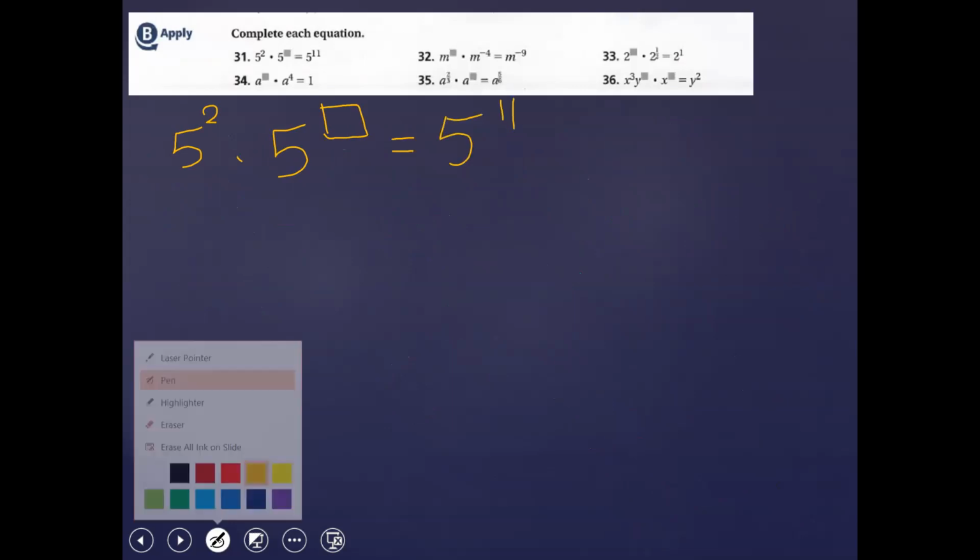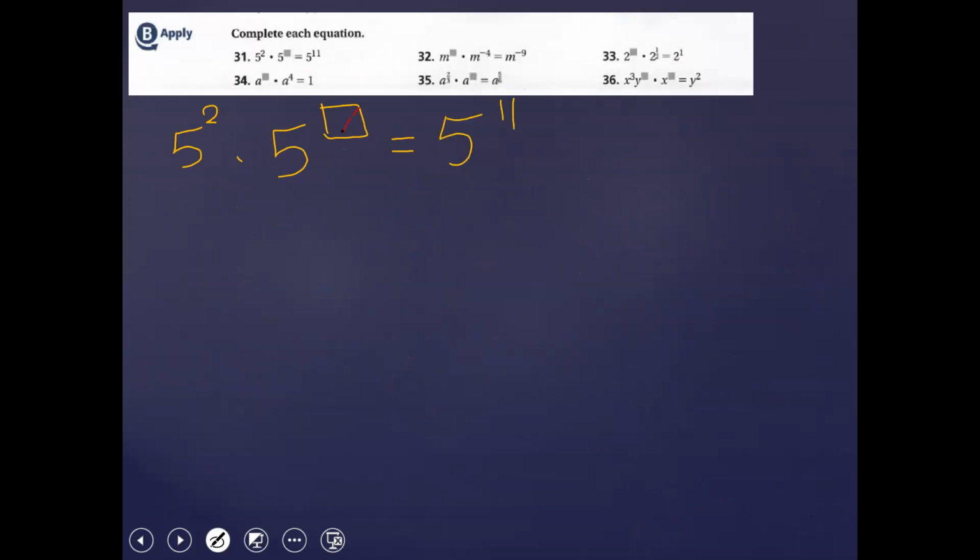Let's now, in your book, number 31, complete each equation. 5 squared times 5 raised to the power x, as an example, equals 5 to the power 11. Let's name now the square as x.